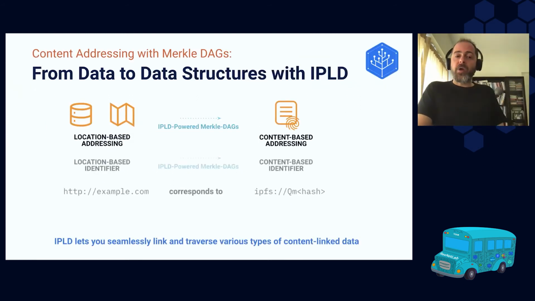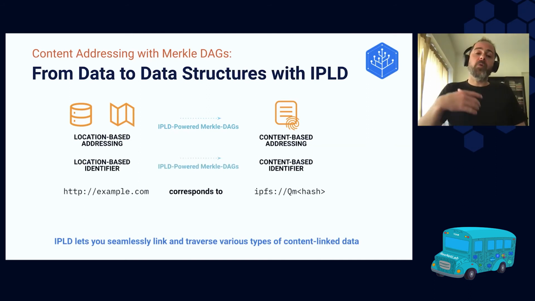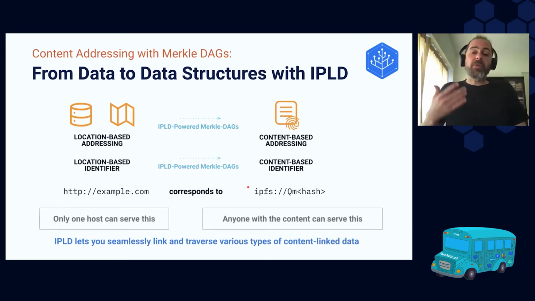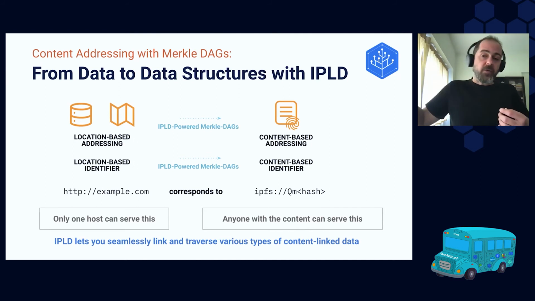In that sense, with IPLD, we're not only going from location-based addressing and a location-based identifier, such as this URL, to a content-based identifier, such as this hash, but we can also ask anyone with the content to serve it, independent of their location, but also independent of the encoding, hash functions, or whatever other serialization protocol they have applied to the content itself. This is a very powerful property because it allows us to link to IPLD nodes that might be stored in different locations, in different IPLD structures, in different file systems.